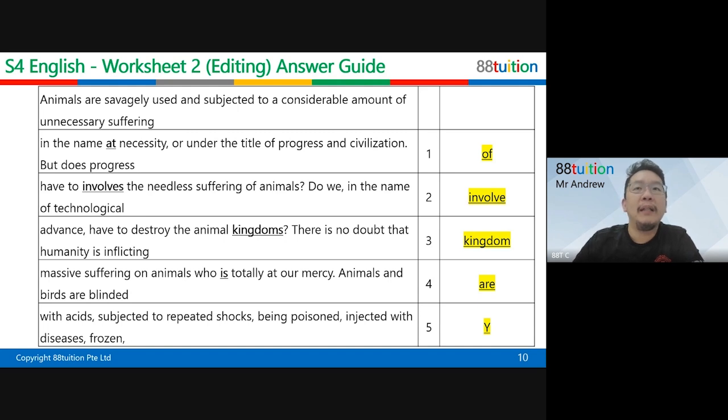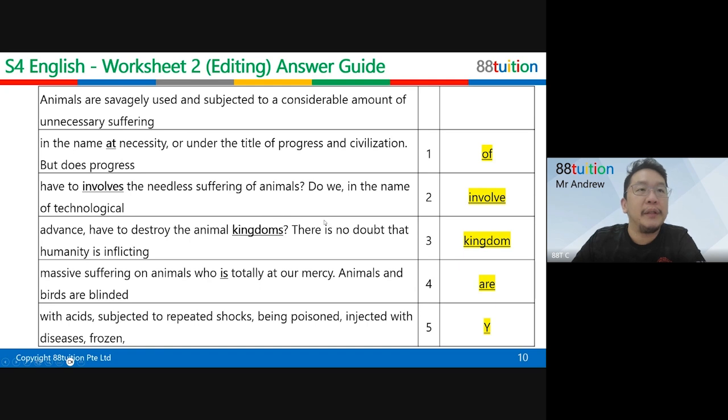Animals and birds are blinded with acids, subjected to repeated shocks, being poisoned, injected with diseases, frozen. Number 5, there's no error. So I think that's what you guys pointed out. Number 5 tick, nothing wrong, no error. Okay, good. Number 5 tick for Javier. Okay, thank you. So these are the first 5.